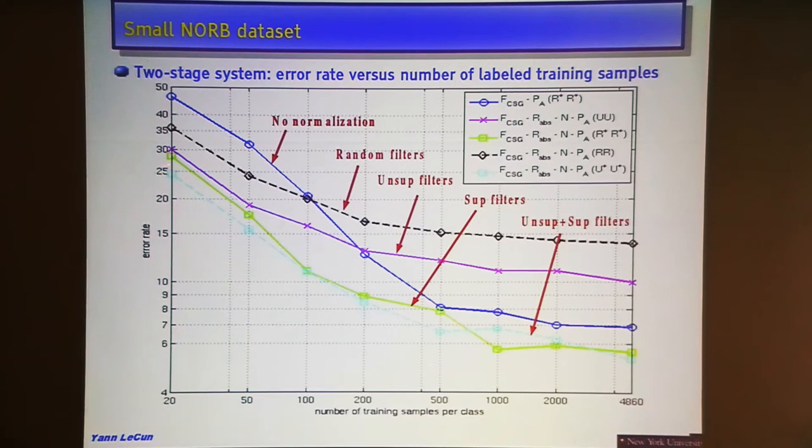And if you allow yourself to refine the filters supervised, or to pre-train unsupervised and refine supervised, you get much better results. So learning the filters actually helps. It's just that Caltech 101 is in this regime here, 30 training samples per category, where basically nothing works.